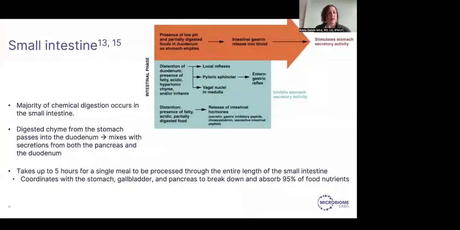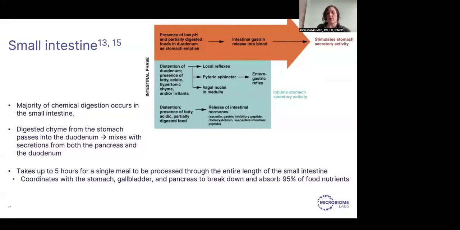Now, going into the small intestine, this is where most of your chemical digestion occurs. Again, we've talked a lot about the anatomy of the small intestine. We've talked about the function, why you have a higher immune load in the small intestine, because it is trying to figure out what it needs to digest and absorb. And so when you have that chyme that dumps out from the stomach and it goes into the duodenum, it then is going to stimulate the release of various juices from the pancreas and the gallbladder to start that digestive process. And it can take about 5 hours for just one meal to be processed through that entire length of the small intestine.